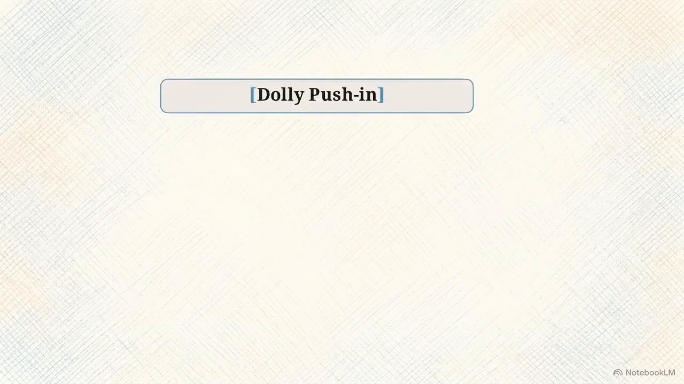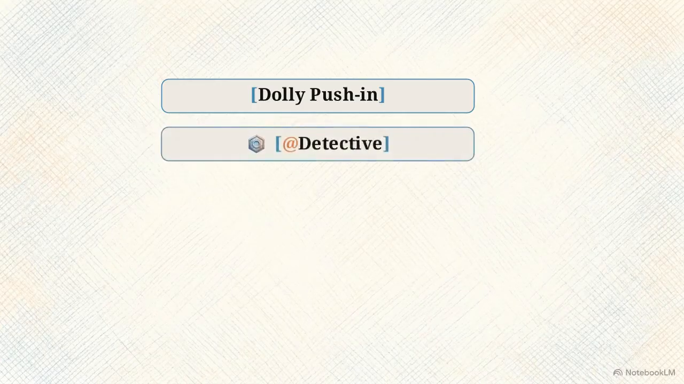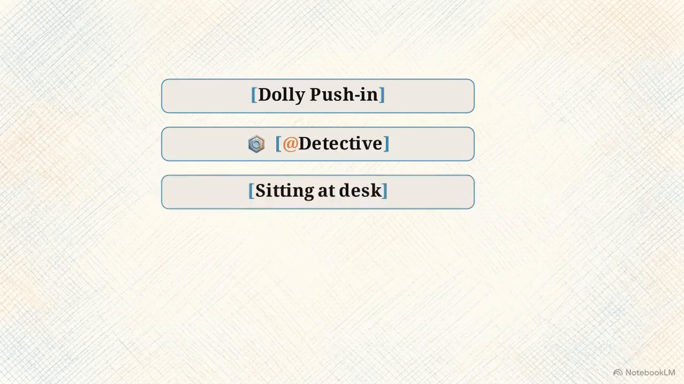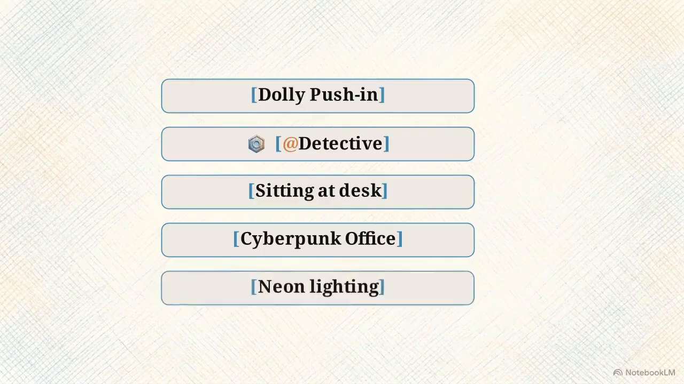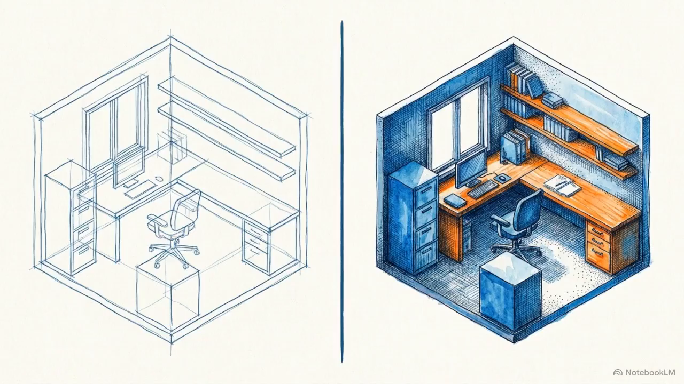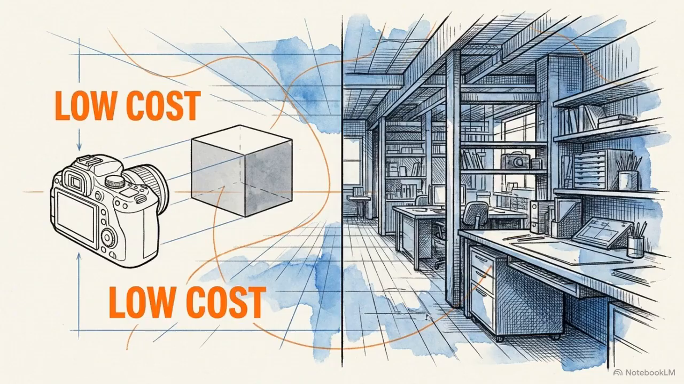To get exactly what you want, you use a strict 5-part prompt formula. You dictate the shot type, like a dolly push-in, followed by the locked character token, their specific action, the setting, and finally the lighting style. By separating the initial blocking phase from the final high-fidelity render, you protect your budget while ensuring the physical camera move is exactly what the scene requires.